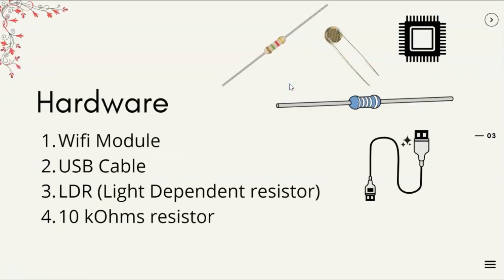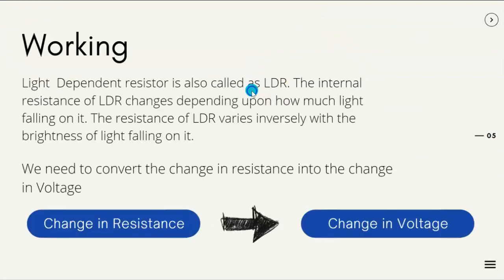Now, the hardware I'm using for this project is a Wi-Fi module which will send the data to the cloud, and to supply the power to the Wi-Fi module I'm using a USB cable, and a light dependent resistor which is useful for measuring the brightness, and a 10 kilo ohm resistor.